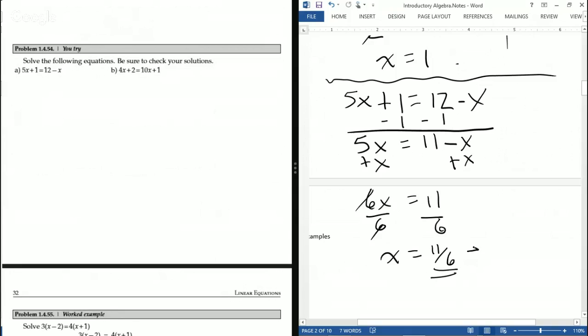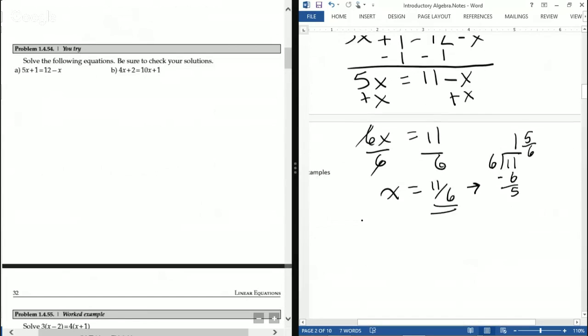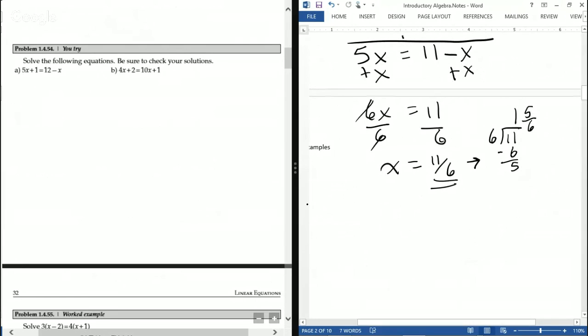If I wanted to change it into a mixed number, I would just simply divide 6 into 11. I take the remainder of 5 and stick it over 6. Well, 5 parts out of 6. 1 and 5/6 is the equivalent answer. But again, we weren't asked to do that. 11 over 6 is the answer.